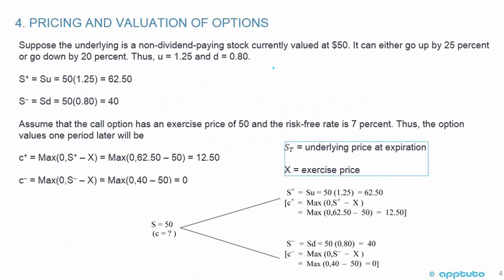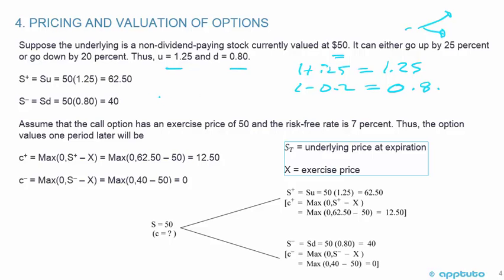So now we're going to walk through this example. Suppose the underlying is a non-dividend paying stock currently valued at $50. It can either go up by 25% or it can go down by 20%. Okay, so that's how we're going to get our one-period binomial tree. So we have an up factor of 1.25 and a down factor of 0.8. So 1 plus 0.25 for the up factor equals 1.25. 1 minus 0.2 for the down factor equals 0.8.